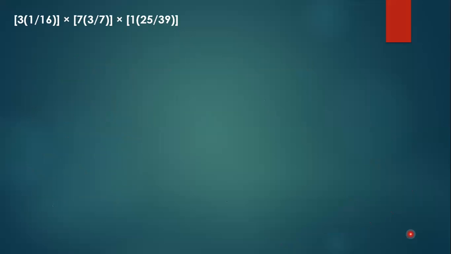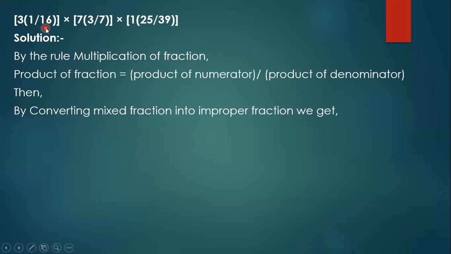Let's have one more question. We have 3 1 by 16 multiplied by 7 3 by 7 multiplied by 1 25 by 39. Children, as we can see that all these are mixed fractions, let us convert them into improper fractions. How will we do it? We'll do it this way.